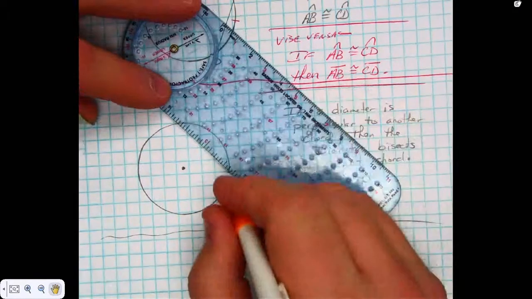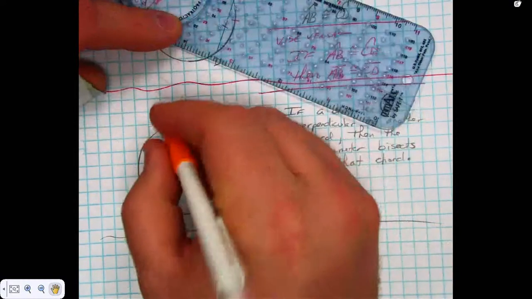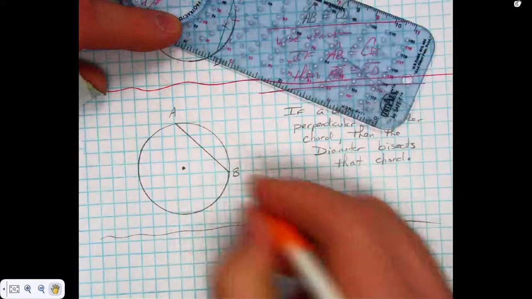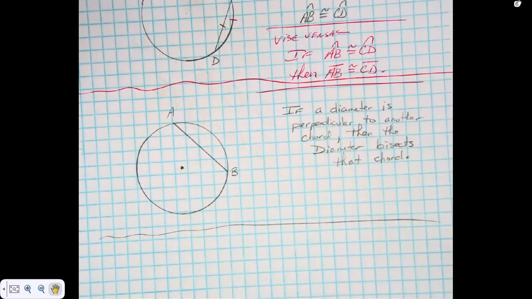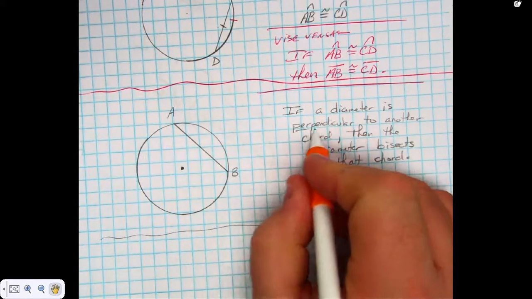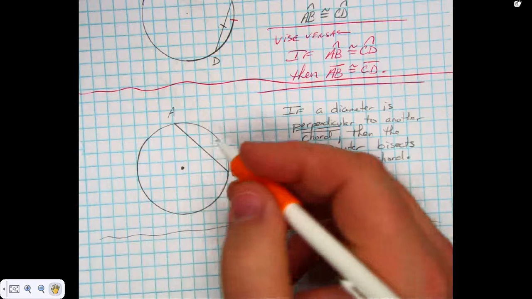Basically, draw yourself any chord. We'll call that chord AB. What does this say? If you've got a chord, and then you have a diameter that's what? Perpendicular. What does that word mean? What does it mean when two segments are perpendicular? They intersect, that's part of it, but that's not really what makes it perpendicular. Yeah, exactly. When they cross, they make a 90-degree angle.